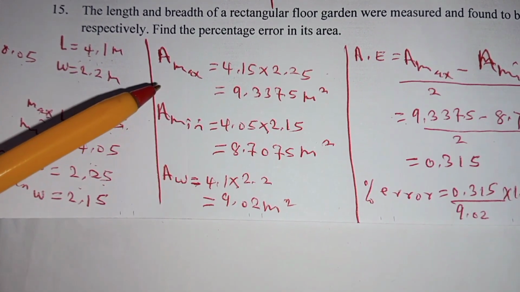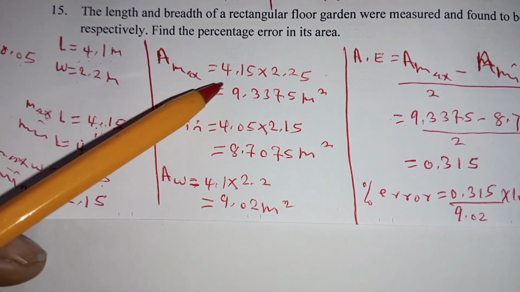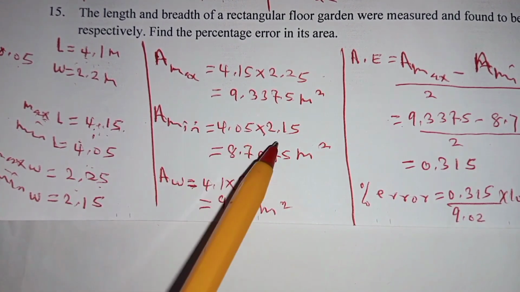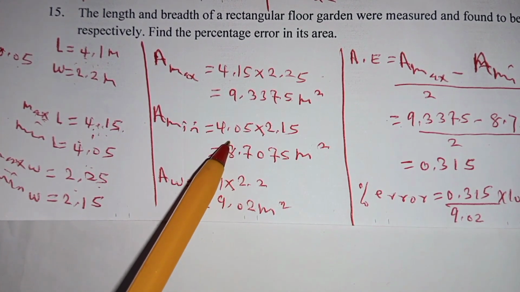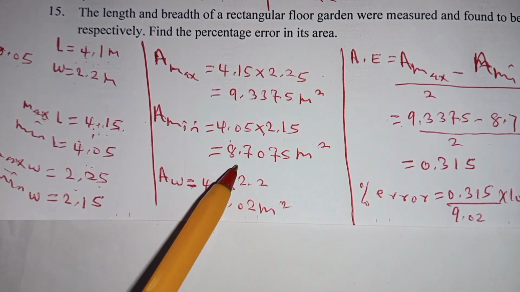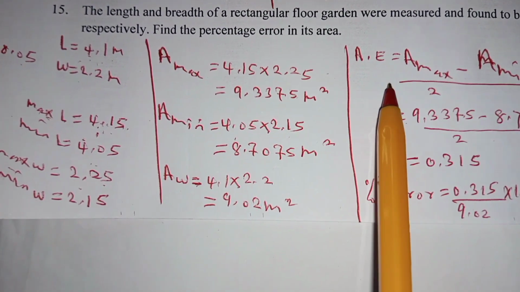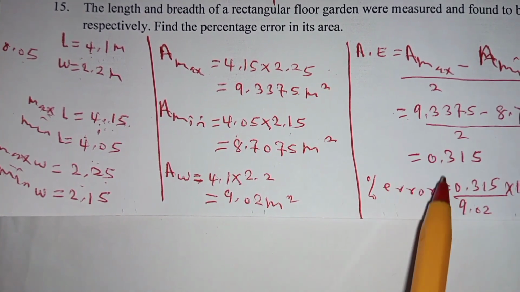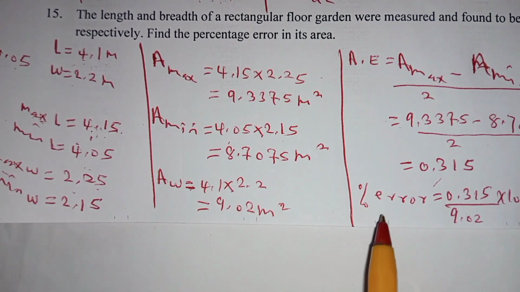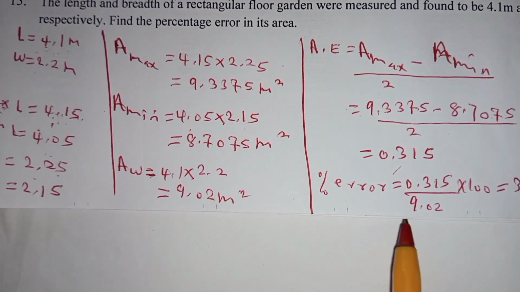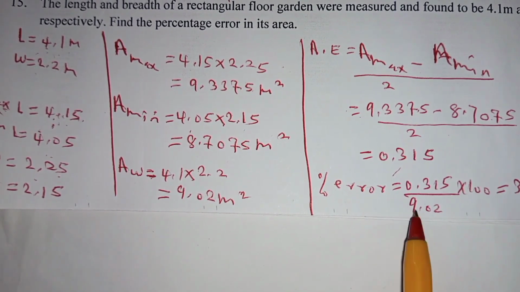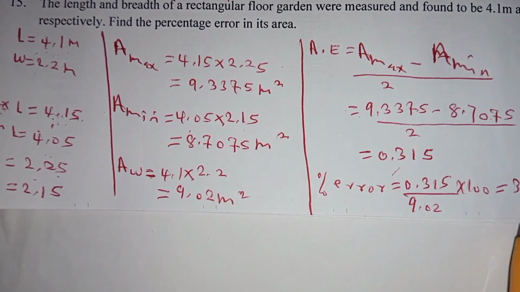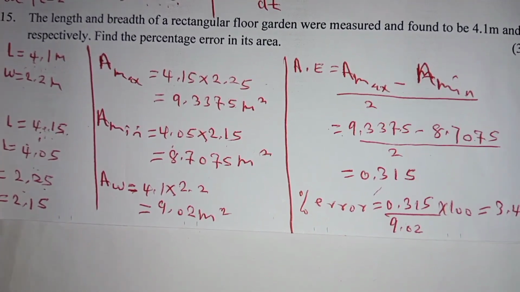Then from there, you multiply maximum length times maximum width, which will give you the maximum area. Minimum length times minimum width will give you the minimum area. Then to get the error in area, it is area maximum minus area minimum, you divide by 2, and the result is as given here. So to get the percentage error, it will be given by the error divided by the working area, which is 9.02, and you multiply everything by 100, and in our case, it will give you 3.492%.